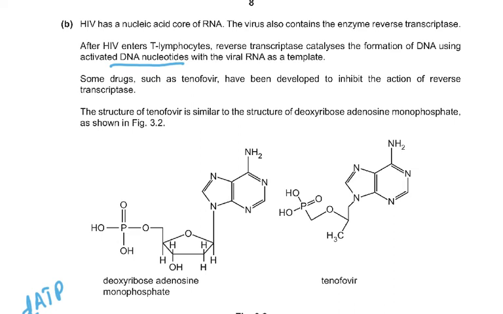It forms a phosphodiester bond to the elongated DNA strand but stops further reactions because it's telling you in the question that drugs have been developed to inhibit the action of reverse transcriptase. And then they've told you reverse transcriptase is going to convert the viral RNA into viral DNA.